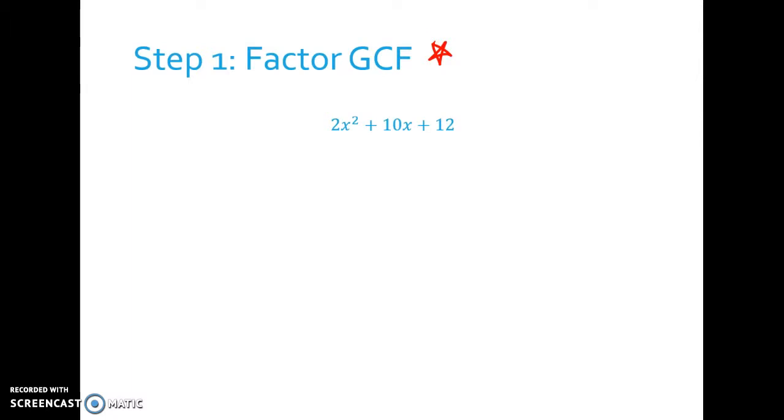So what I do when I'm looking for a GCF is I do a factor tree. 2 is kind of a boring tree because it's already prime. 10 would just be 2 times 5. And 12 would be 2 times 2 times 3. Once I've made my tree, I look for numbers that they all have in common. So they all have a 2. They don't all have x's, so my GCF is just going to be 2. And then what's left would be x squared plus 5x plus 6.